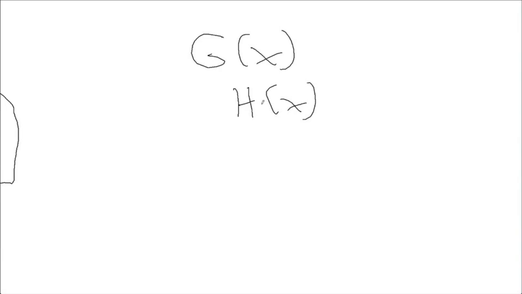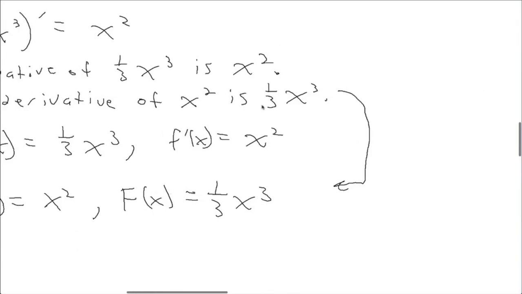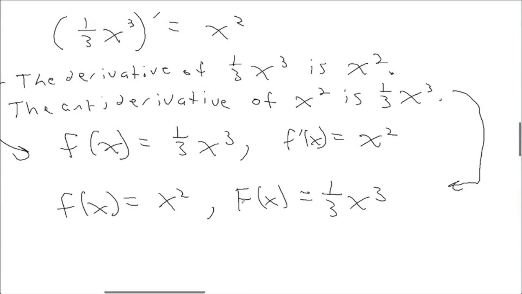Big H of x is the antiderivative of little h of x. There you go. That's right. Okay, so I think that's the answer to your question. Your textbook uses capital letters to indicate antiderivatives. Well, notice now we have two different ways to indicate an antiderivative.